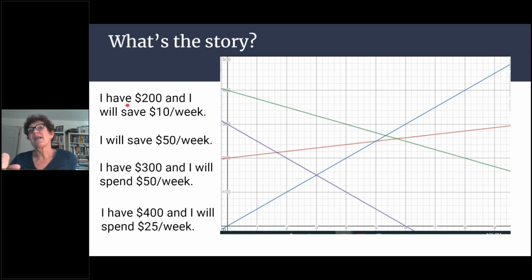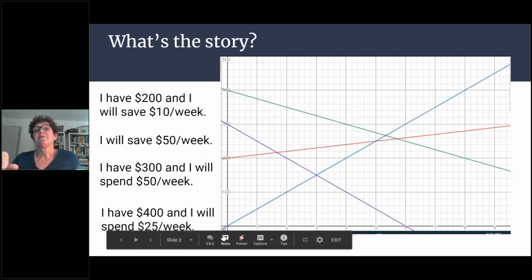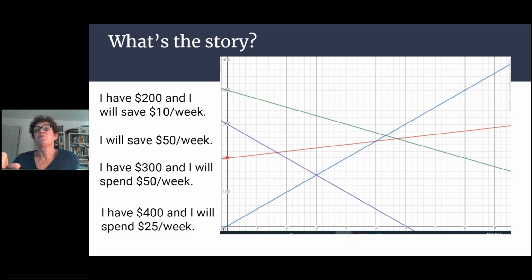So the first story is that I have $200 and I will save $10 a week. So if I'm starting with $200, which is the only line that starts here at the graph at 200, it's this red one. So let's see if we can also see if that represents saving $10 a week.